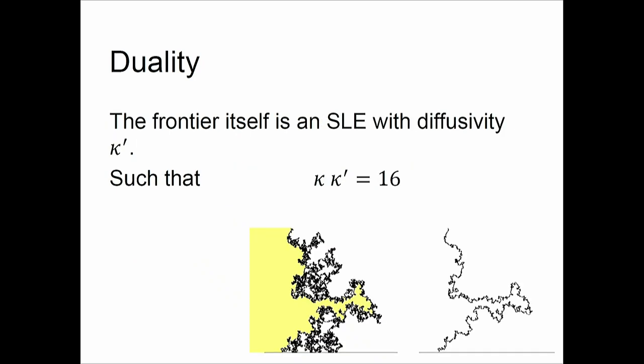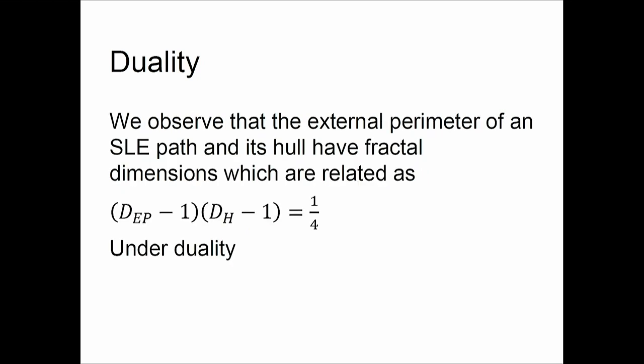Now the duality says that they are both SLE paths with kappa prime equal to 16 over kappa. If you think of the phases of SLE, the minimum was 2, the maximum was 8, so that minimum and maximum are related by this relationship, 2 times 8 being 16. The other way to look at it is that these two paths have fractal dimensions, and if you calculate their fractal dimensions and multiply them by each other, you get this relationship.